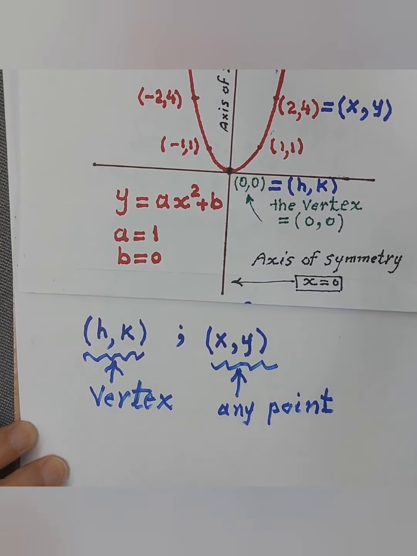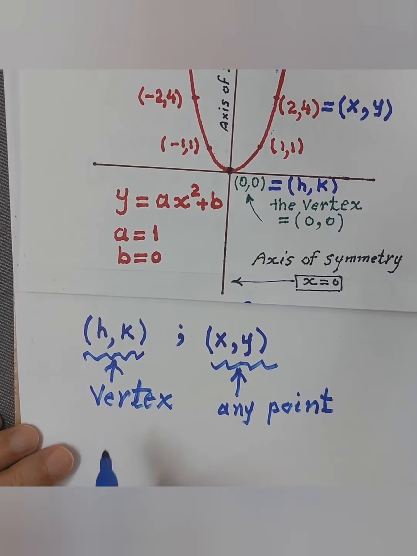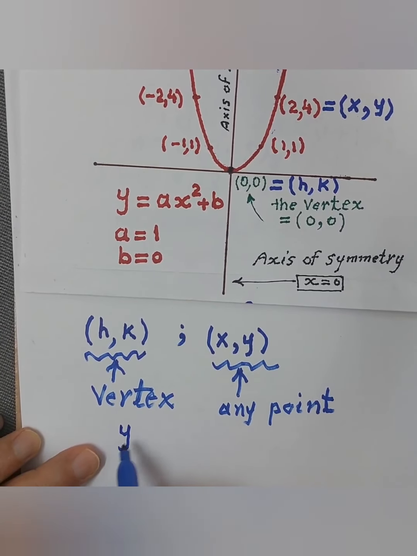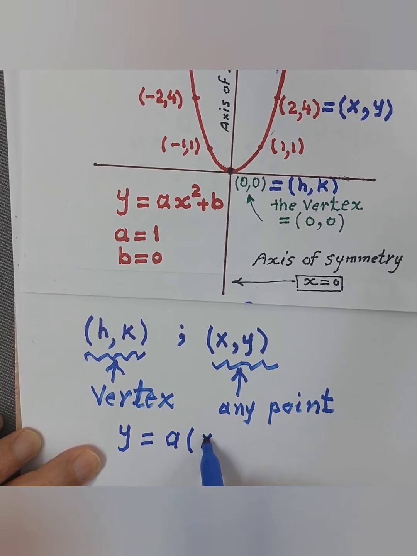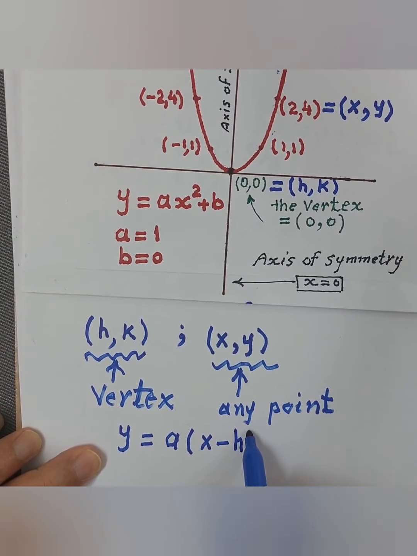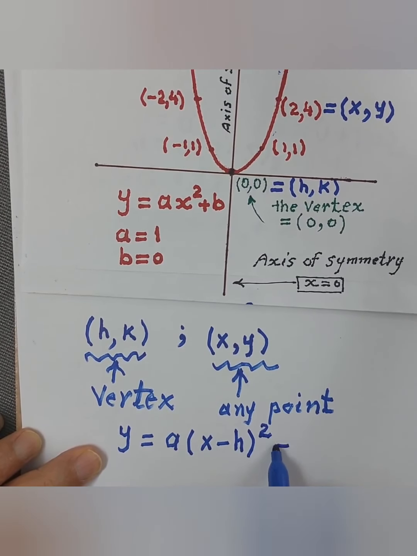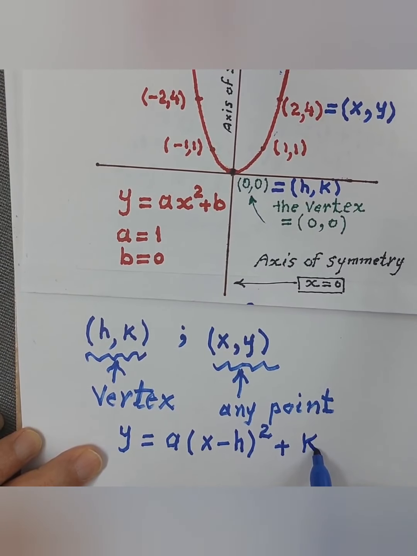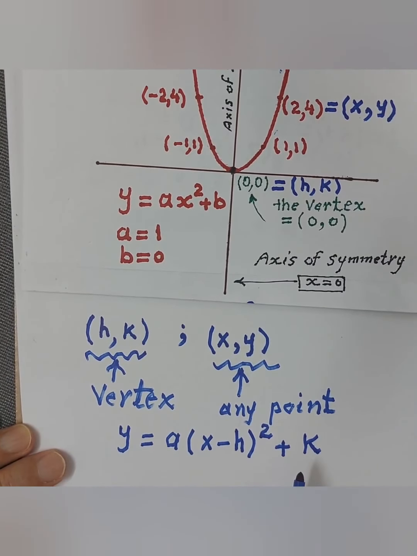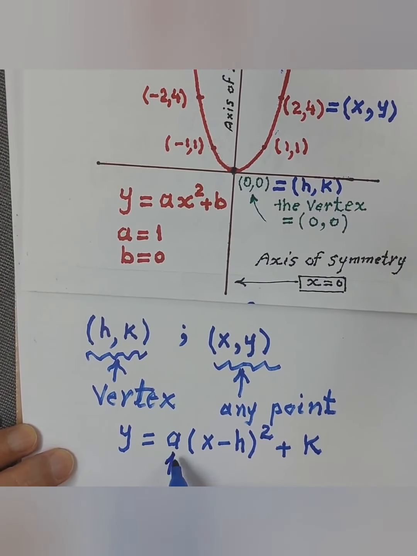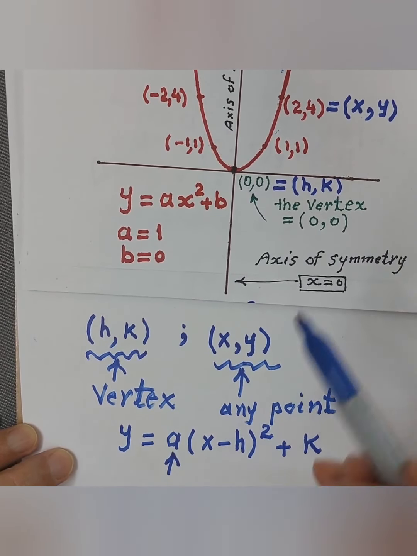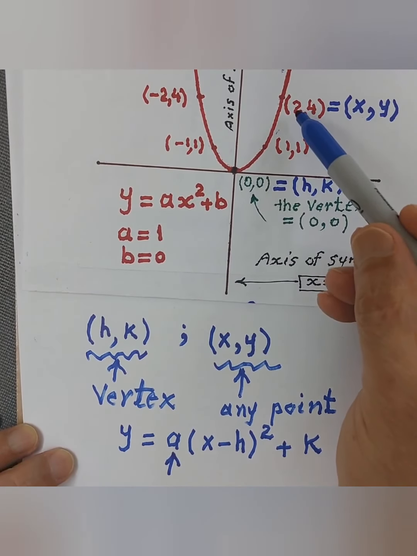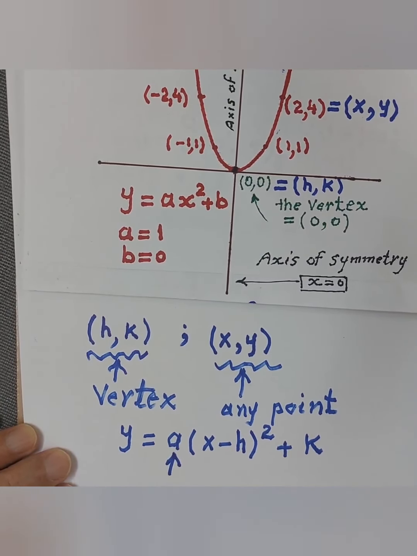And we start first to look at what's the value of A in this form. The general form is y equals A multiplied by x minus h squared plus k. First, we need to find the value of A by making substitution about k and h, and the general point, we take here any point like 1, 1 or 2, 4, any point on the graph.